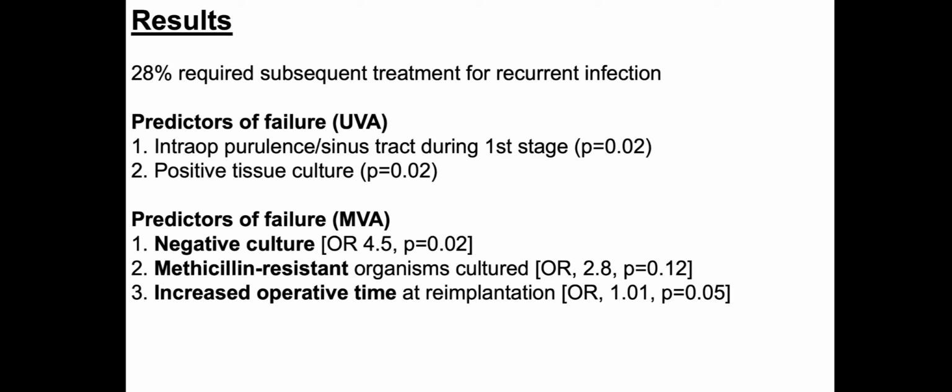When they did a multivariate analysis, what they found to be predictors of failure was negative cultures, and that was significant in their analysis. What they also saw was that patients who had methicillin-resistant organisms cultured were also more likely to fail in this treatment. And then finally, increased operative time at reimplantation was significant in their multivariate analysis.